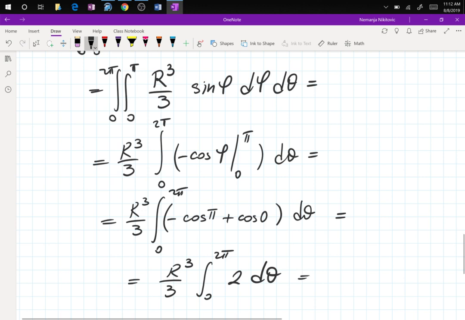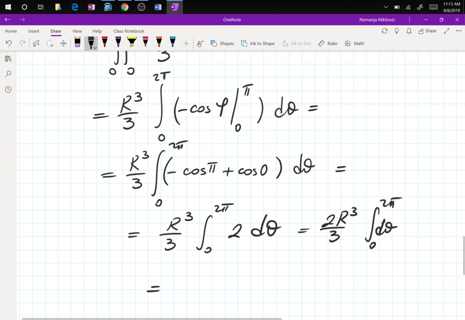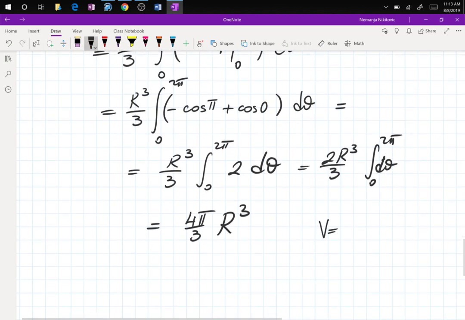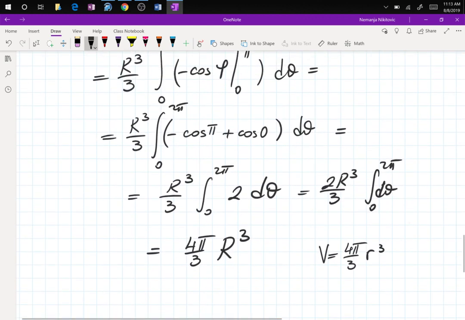So now you have 2R cubed over 3 integral of d theta from 0 to 2 pi, which will give you 2 pi, for the total of 4 pi over 3 R cubed, which is the volume for the sphere. So volume for the sphere is 4 pi over 3. You are used to lowercase r cubed, but we had the capital R because I'm not sure why spherical coordinates are allergic to lowercase r. Radius has been r forever, right? Except when you get here. It becomes a rho for some reason.